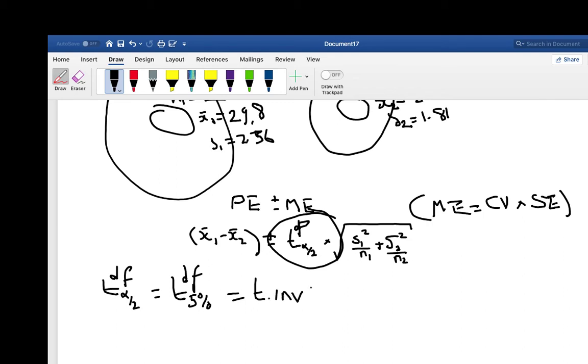And then it's going to want the probability in here. What probability should I put in here? And then the degrees of freedom. What probability needs to go in there? What probability goes in? Well, let's just do a little diagram.